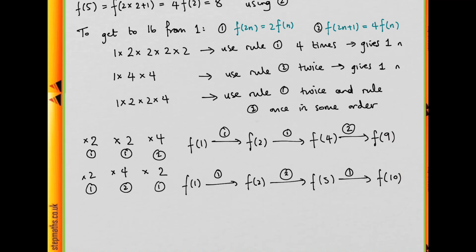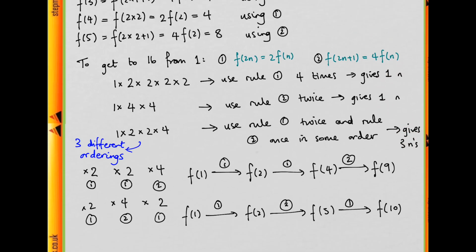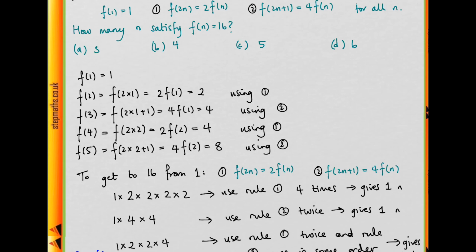So how many different ways can I order these two 2's and the 4? Well, either I can do the 4 last, or I can do it in the middle, or I can do it first. So we see that we get 3 different orderings for these, and that gives us 3 different numbers. And so in total we have 1, 2, plus another 3 is 5 different n such that f of n is 16, and so the answer is C.